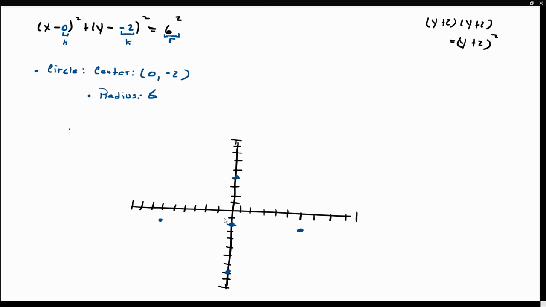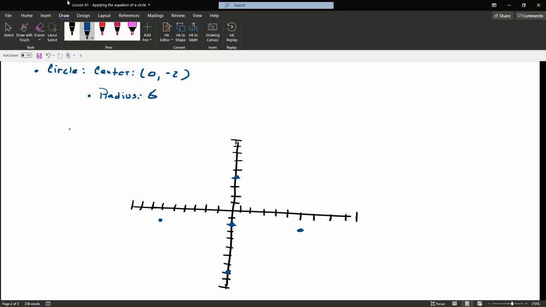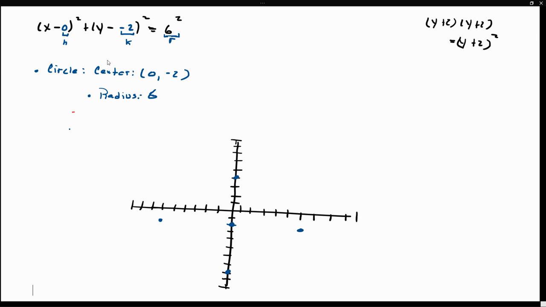And now we can clearly see our circle. So let's draw our circle. That's an okay circle. It's not perfect, but hopefully you get the idea.